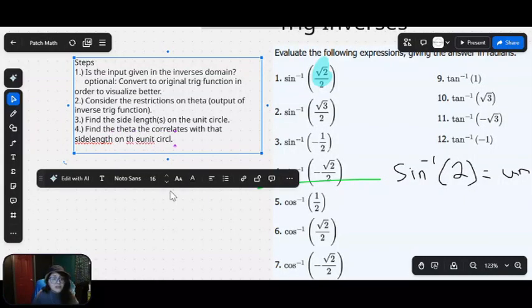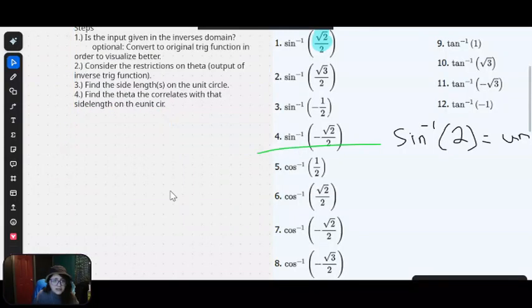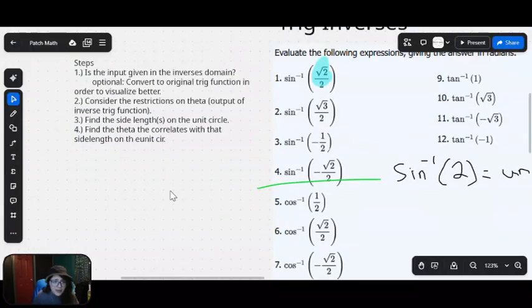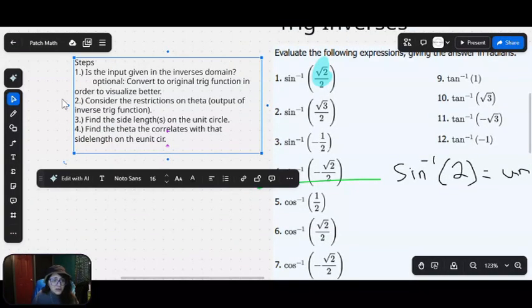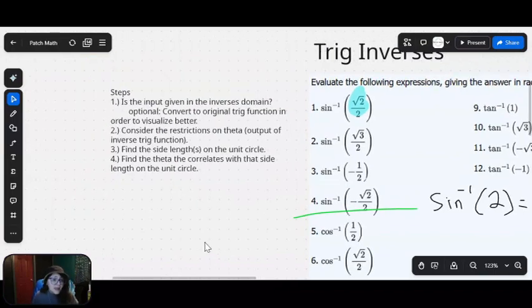And if it's tangent, it's ratio of side lengths, and you're getting ready to see me deal with that in the next video. So as I finish up typing this, because we all know that I am part of the spell check generation, I'll just get close enough and then let spell check get it from there. Find the theta that correlates with the side length on the unit circle, and we have our steps list completed.